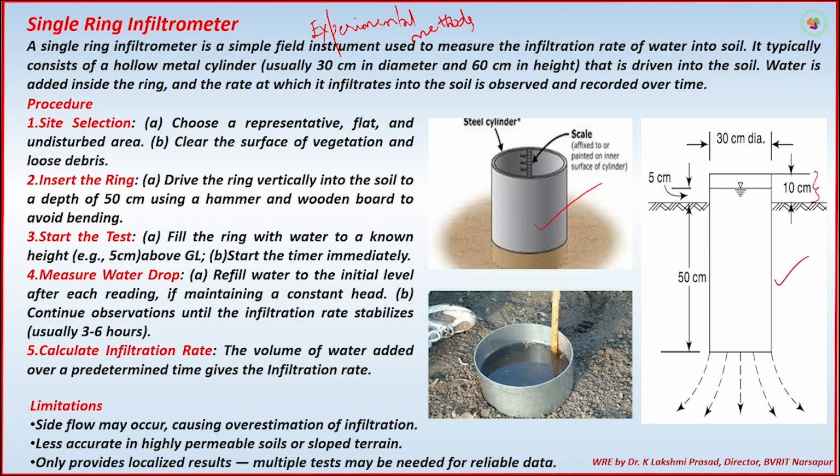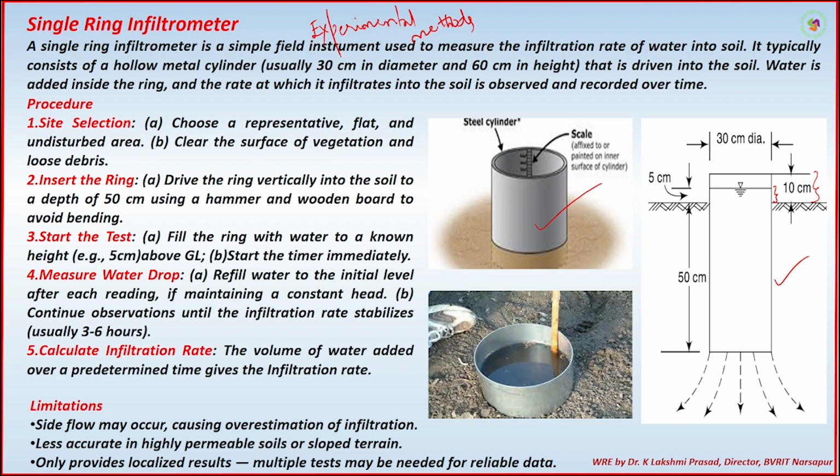Then what we have done? We have taken water and poured the water into the ring, into this cylinder, and maintained 5 centimeters above the ground level. So that is a fixed level. 5 centimeters above the ground level. That's what we have done, and we just kept quiet for 10 minutes, for example. Then, because of the infiltration, naturally the water level goes down.